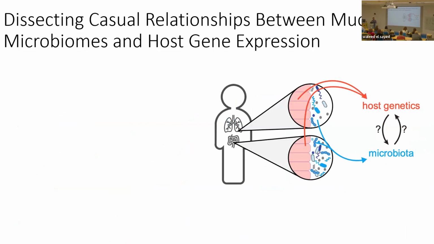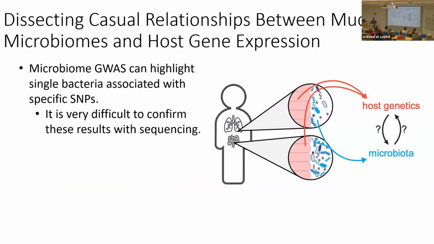So, zooming in more on this question, how can we explain these relationships? There are a couple different ways we can do this. Like I mentioned before, we can look at these microbiome-associated GWAS studies and find bacteria associated with specific SNPs, specifically in disease states. But the issue is it's very difficult to actually confirm these results. With sequencing, we get a snapshot. We can see that a certain bacteria is associated with diabetes, but it's very hard to actually confirm that.